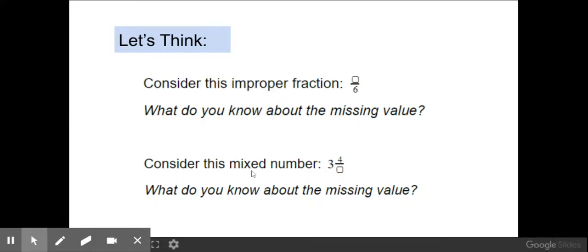Next question. Consider this mixed number, 3 and 4 out of something. What do you know about the missing value? This one's a little bit harder. Pause the video and think for a few seconds about it.